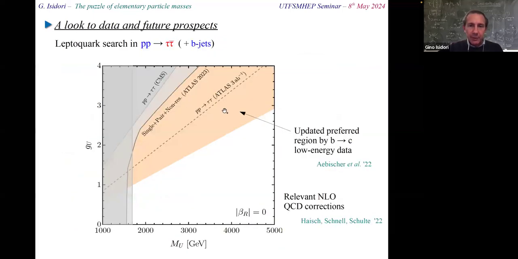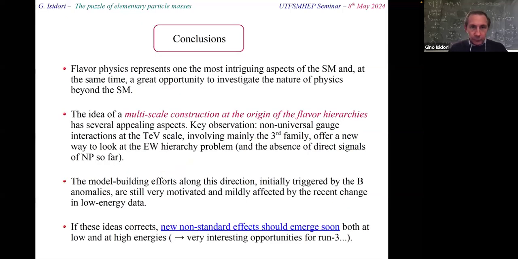So actually, this is somehow a summary in the model with the leptoquark, where basically the orange band is the region preferred by the low energy data, and this gray line is the bound recently derived by ATLAS, which is not as stringent as it could be because there is a slight excess. And this is where one should hope to go at the end of high lumi, so basically covering most of the parameter region. And so this brings me to the conclusion.